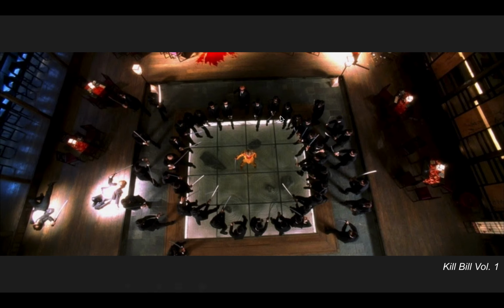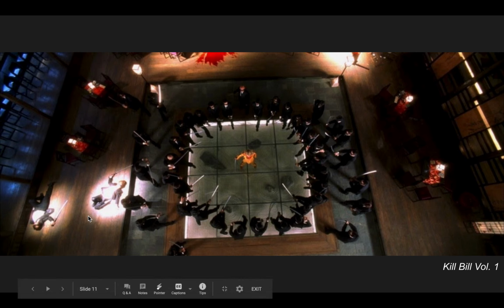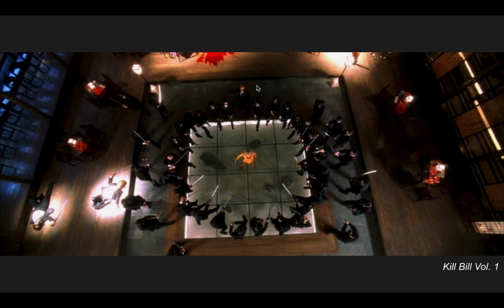Here's another example from Kill Bill Volume 1. This has the partial effect of isolating the main character here in yellow, but also it helps to put her in context, helps to show her in her surroundings, which of course is being literally surrounded by the Yakuza. And this is right before a very stylish scene where she essentially kills all these guys.